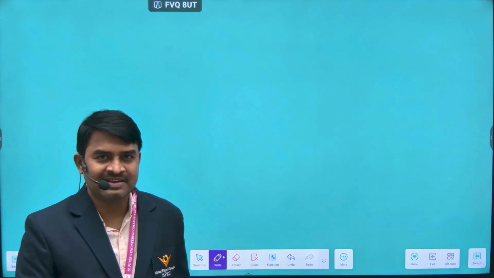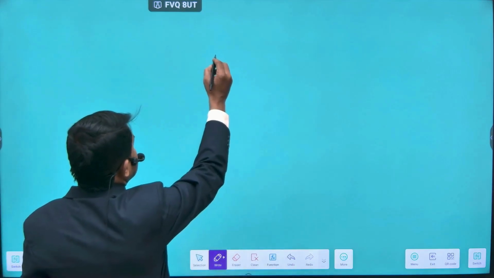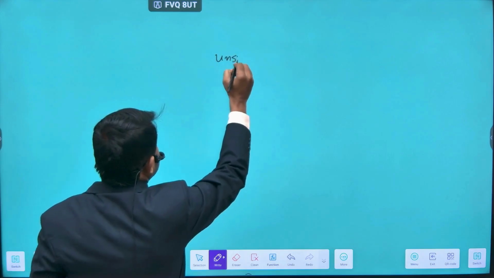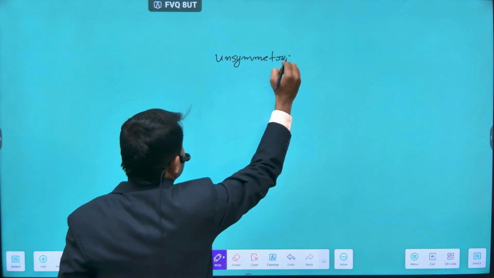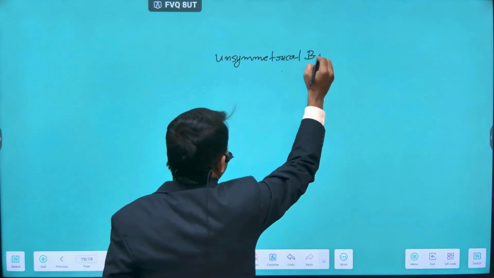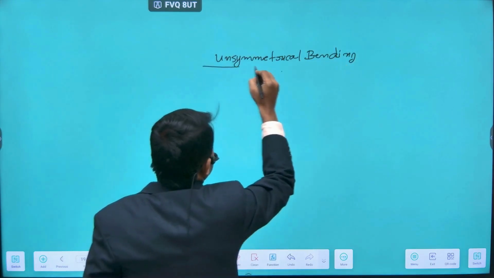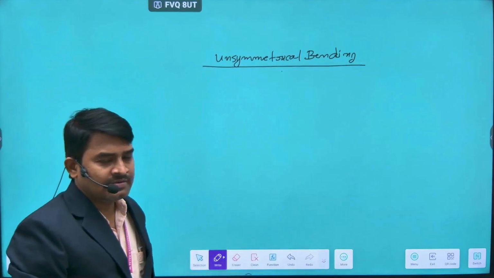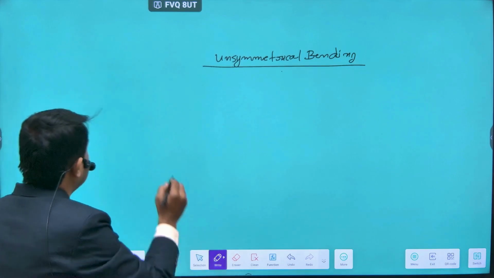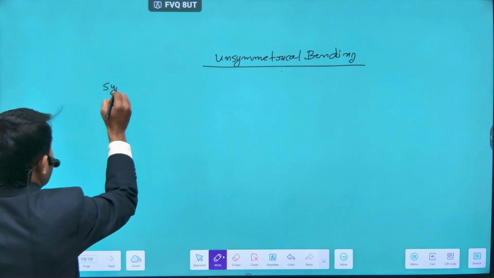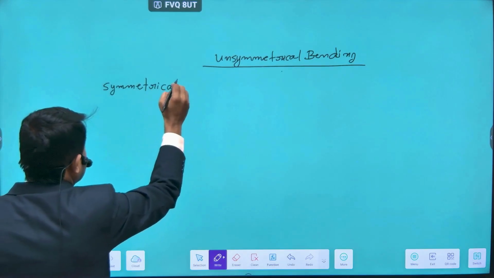So, presently I am explaining unsymmetrical bending. In strength of materials, unsymmetrical bending is a very important concept to understand the bending of beams. Before going to unsymmetrical bending, first of all, we have to know the term symmetrical bending.